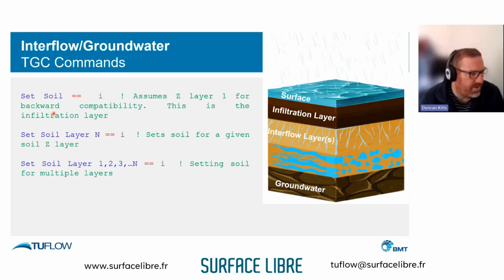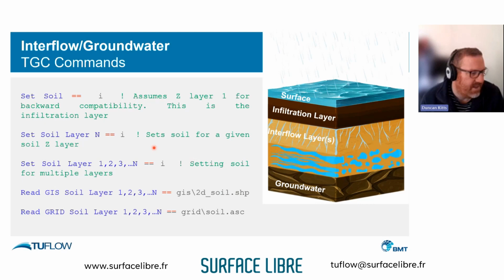So what we do is we basically say set soil layer 2, and then we set a soil layer for that. And again, just like we can with the infiltration models, we can spatially distribute that. We can spatially distribute it based on vector data, or we can do it using raster grid data.